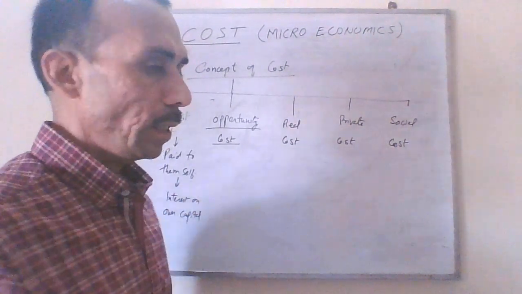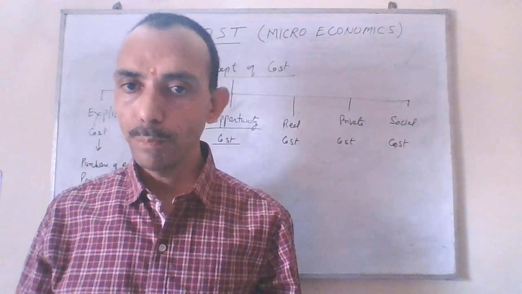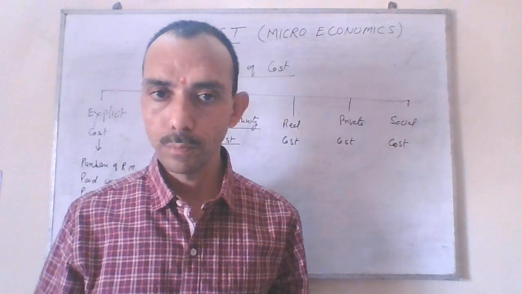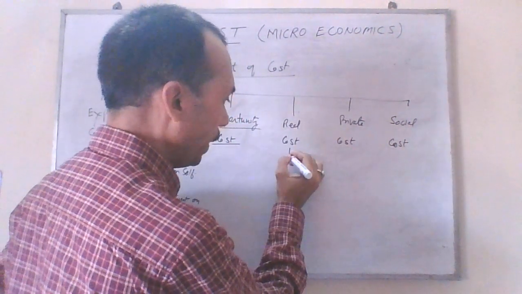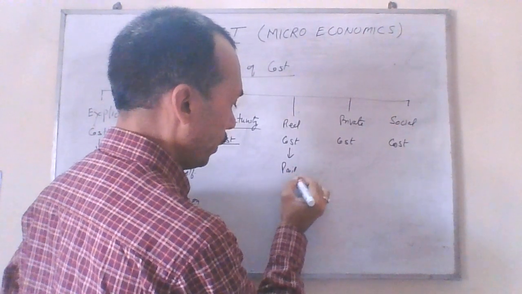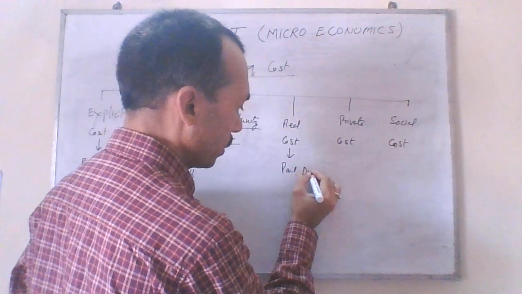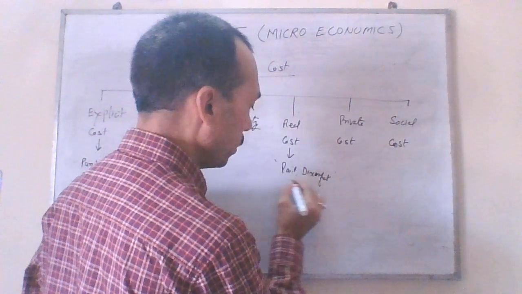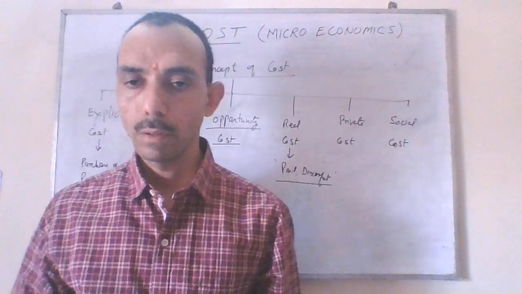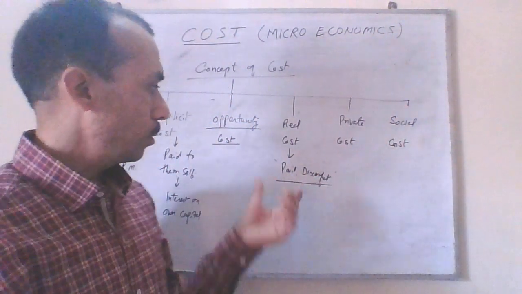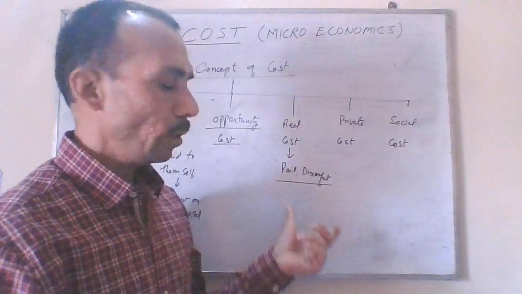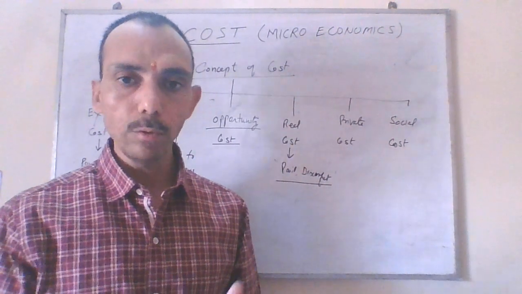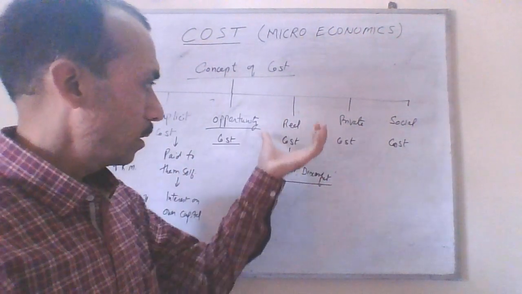Real cost. Real cost is the pain and discomfort borne by the producer to produce goods and services. It is the pain or discomfort. This is actually a feeling which is hard to measure. So real cost is the payment for that discomfort or pain borne by the labor to produce goods and services, and it is known as the real cost.